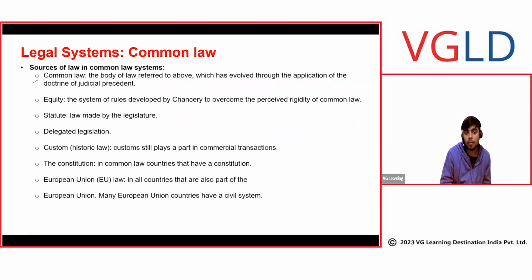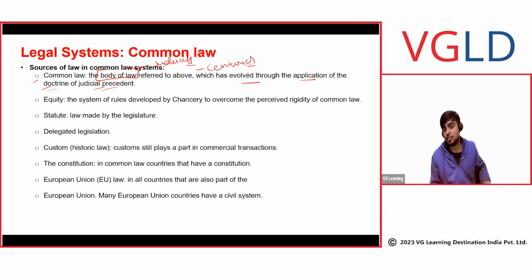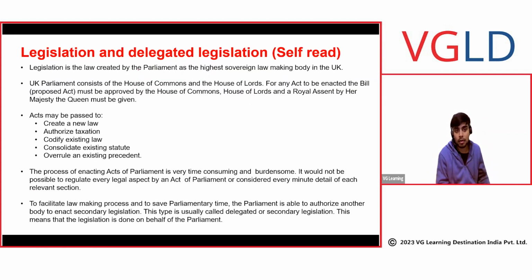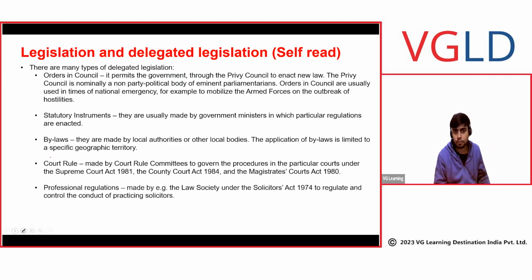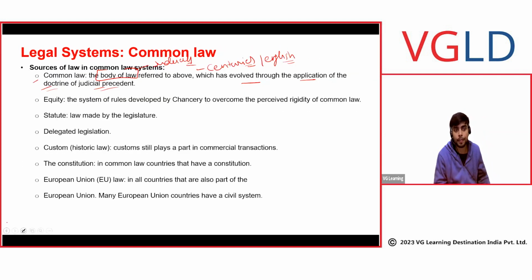So, what are the sources of common law? Common law is the body of law where the judiciary decides the cases, evolved through the application of the doctrine of judicial precedent. In order for common law to develop, it takes centuries, and that's why it's called English law, because this law was first introduced in the English system. Civil law came later on. So this is formed after centuries, as the courts start taking decisions, and then this becomes part of the picture.